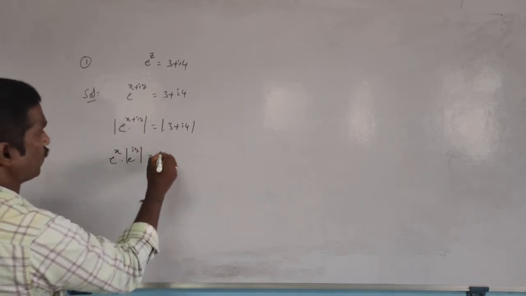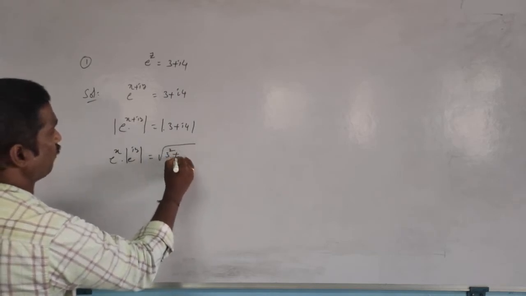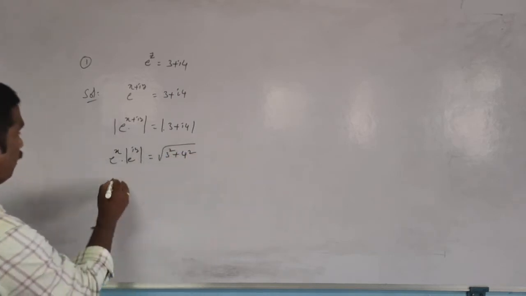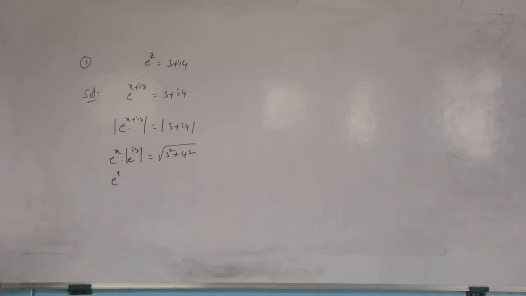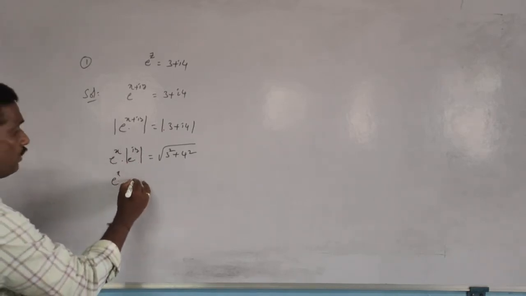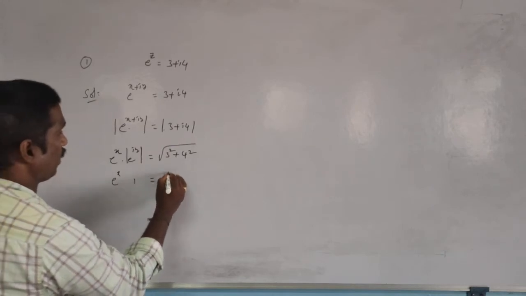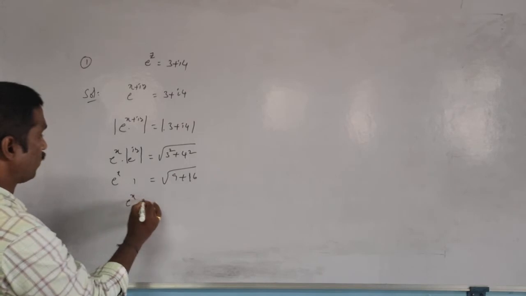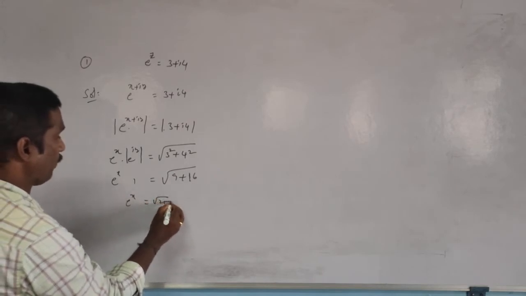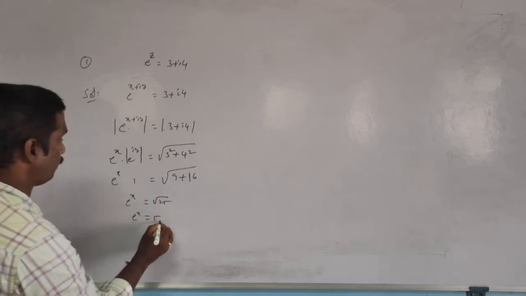That equals square root of 3 square plus 4 square. The modulus of e^(iy) is 1. That equals square root of 9 plus 16. So e^x equals root of 25. Then e^x equals 5.